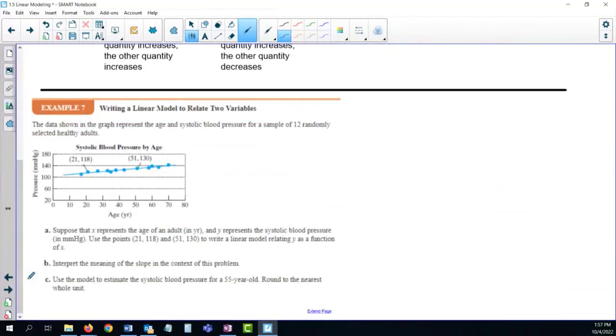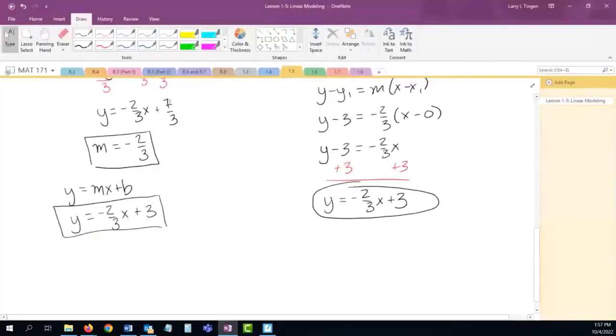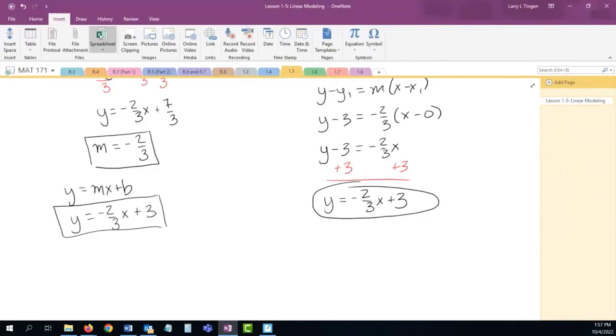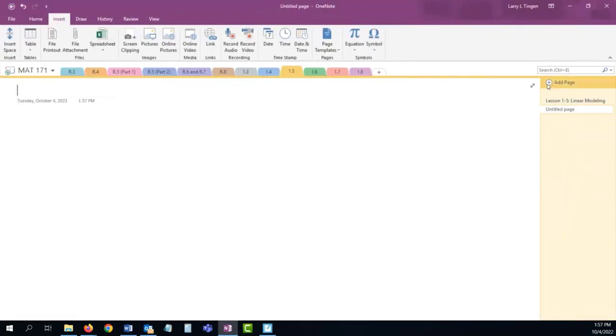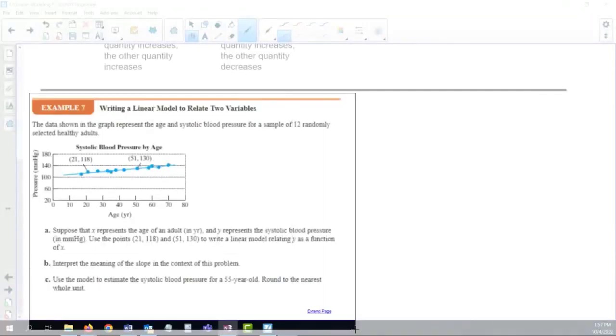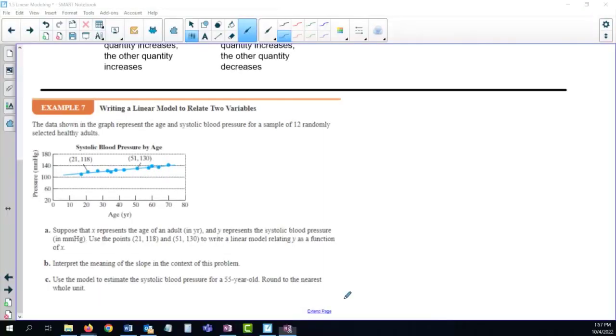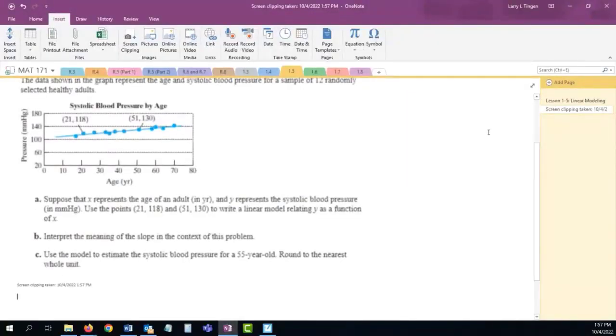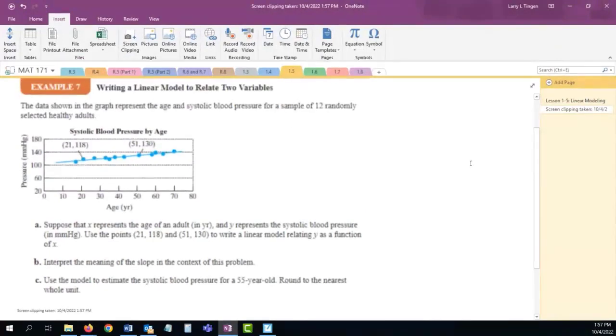So for us, I have a data set. I'm going to move to my next page. And it shows age and systolic blood pressure for a sample of 12 randomly selected healthy adults.